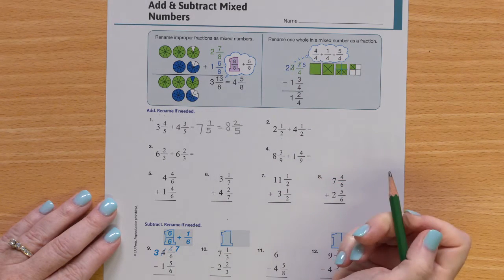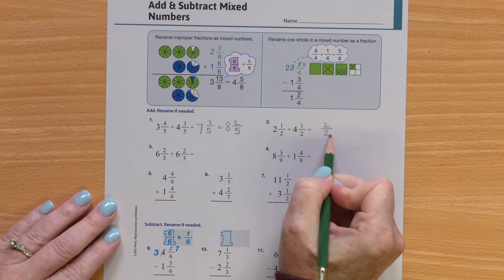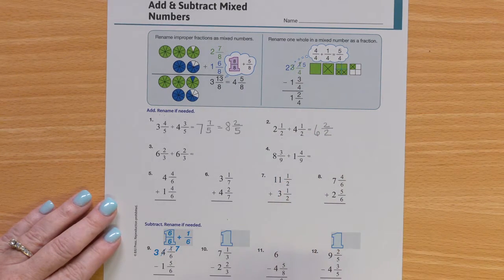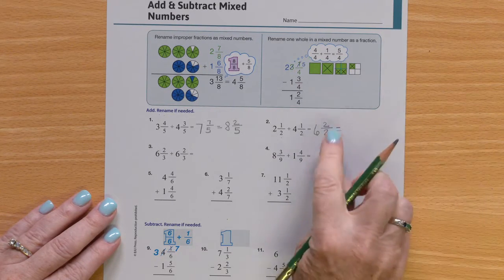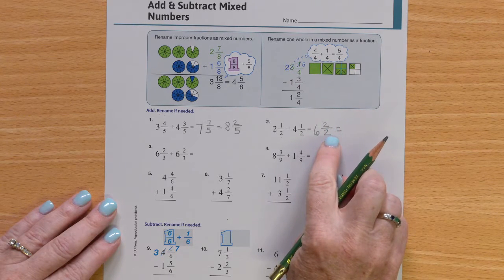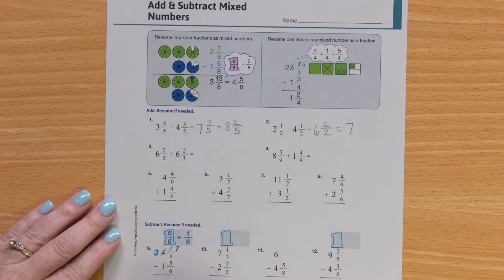1/2 plus 1/2. Good. 2/2. And 2 plus 4 is 6. Do we need to rename that one? We sure do, because we can't leave it as 2/2. 2/2 is a whole, isn't it? Because your numerator and your denominator are the same number. So that's just going to equal 7.